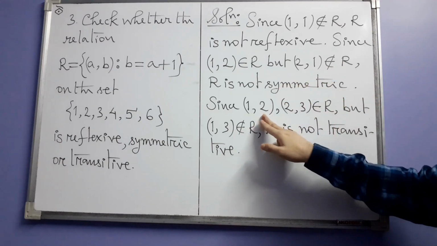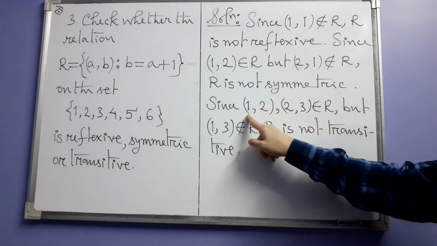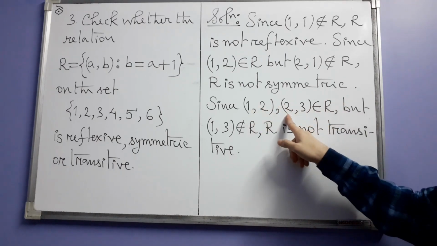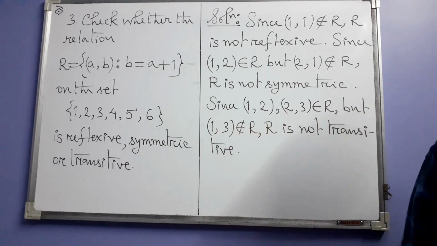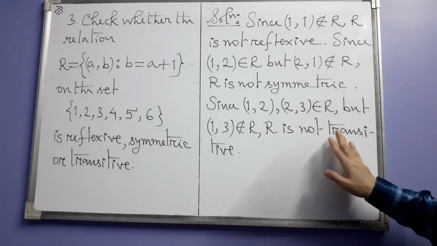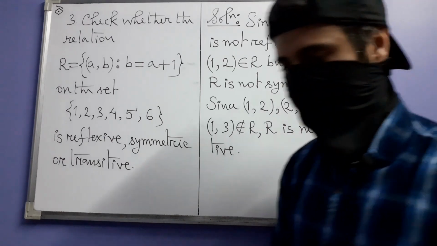Finally, (1,2) and (2,3) both belong to R because 2 is 1 more than 1 and 3 is 1 more than 2. But (1,3) is not in R because 3 is 2 more than 1, not 1 more than 1, and that makes R not transitive. Let us see the next one.